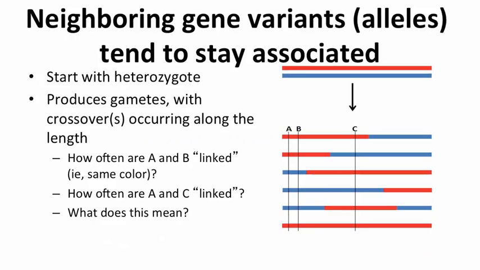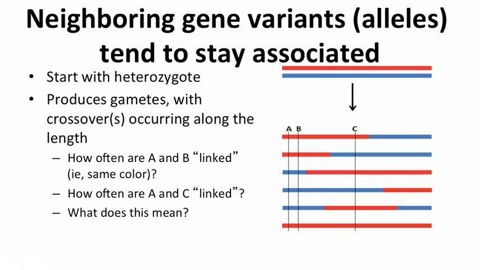So I've diagrammed here what you might imagine looking at several chromosomes from one heterozygous individual. Again, here's the chromosome from mom on top, that's red. The bottom chromosome is from dad, that's blue on the bottom. They are producing gametes. You might see this along the gametes there. So you have a stretch of red, stretch of blue, stretch of red, stretch of blue, stretch of blue, stretch of red, etc., etc. If you look at this, how often are A and B linked?